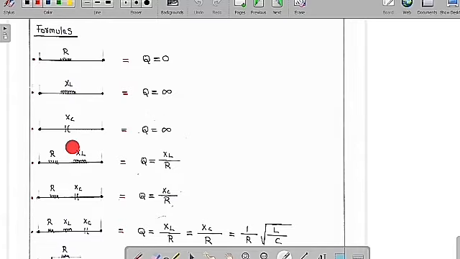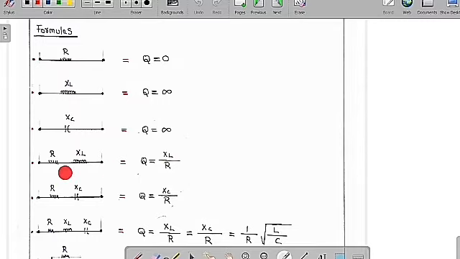Whereas for a capacitor, we can say it is a ratio of the reactive power by the active power, but it is not going to absorb any active power. It is going to deliver only some reactive power. So because of that, we can say anything by 0 is again plus infinity.